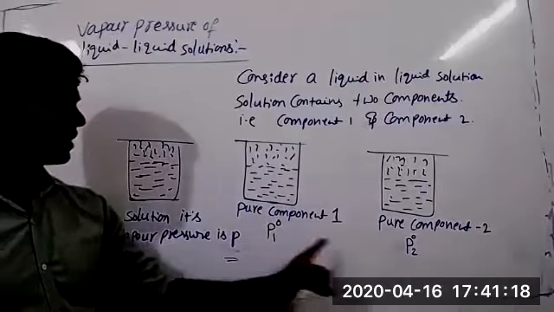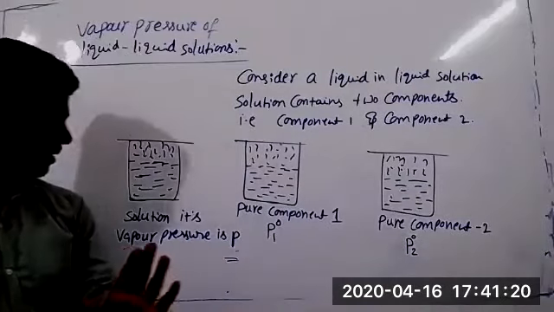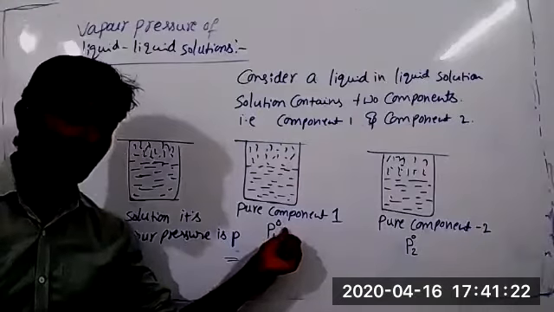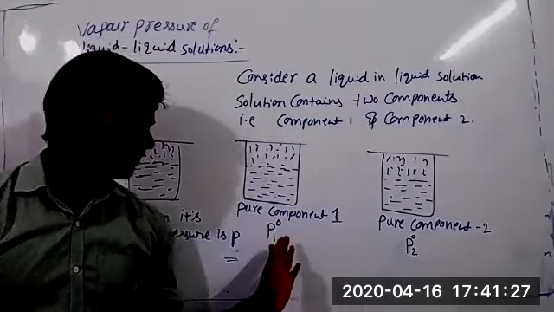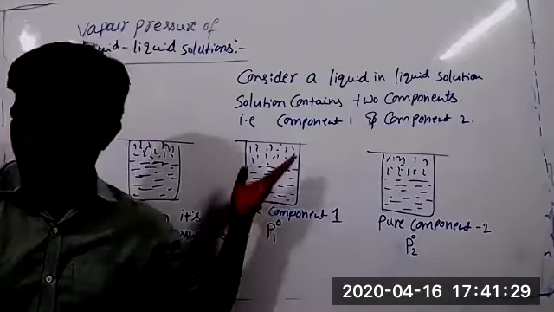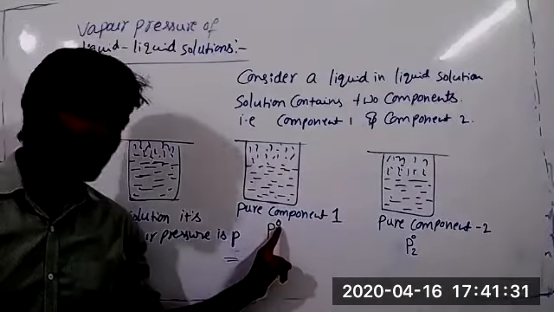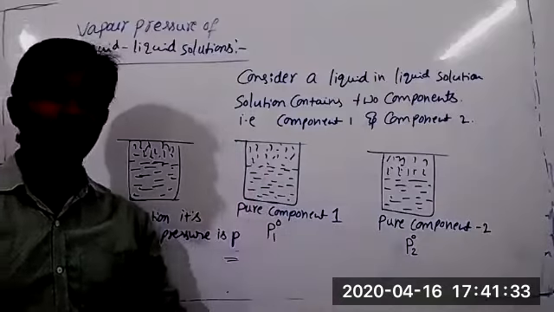Pure component is P1 power 0. Sir, what about the power 0? This power 0 refers to the vapor pressure of a pure component. We have many calculations related to this vapor pressure. Wherever you see P power 0, that refers to pure component vapor pressure.